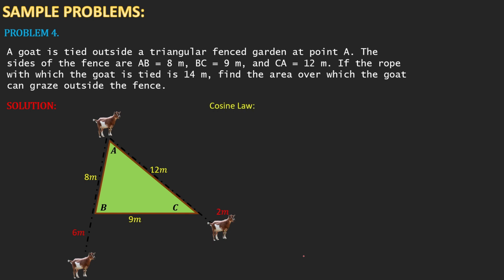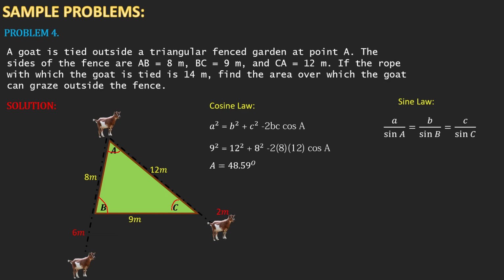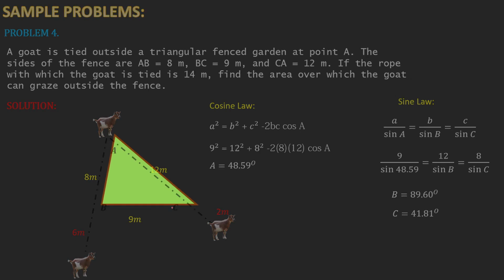Para makompute yung area niyan, kailangan pala muna natin yung value ng mga interior angle. Using cosine law, makakompute natin si angle A. Actually, lahat yan makakompute natin using cosine law, A and B and C. Makakompute natin si A is 48.59. Para madali, ginamit ko na lang is sine law. Sine law, diba, is a over sine A is equals to b over sine B is equals to c over sine C. So, makakompute natin si angle B. Ganon din si angle C. 89.60 and 41.81. Okay, na-compute natin yung mga interior angles.